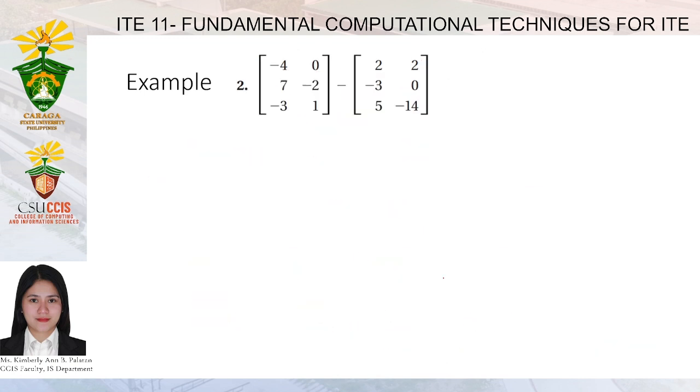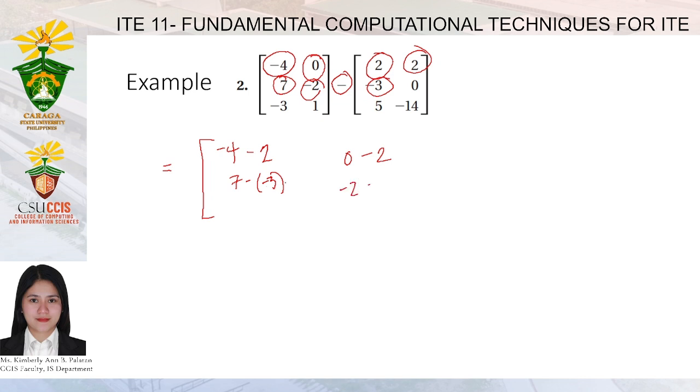Let's take a look at the second example. By looking at it, you will know that they have the same dimension. Therefore, we can proceed with subtraction. So, how do we subtract this one? Just pair this up: the first element with the first element in the first row, first column. At the same time, here also is the first row, first column element. And then this one and this one. The operation is now subtraction. Don't forget, keep watch of that. Minus 2. Next is 7 minus negative 3. Next, we have negative 2 minus 0. Last, we have negative 3 minus 5, and 1 minus negative 14.